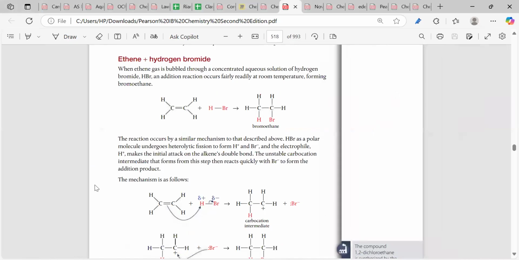See, now the second is what? It's very easy now. We have got HBr. Now, Noor, is HBr polar or non-polar?